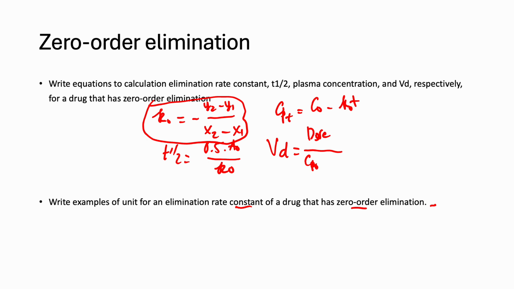So Y is the value of the amount of drug or concentration of drug, and X is the value of the time. So for example, if the amount of drug is milligram, per this time, for example, a minute, that is an example of the unit of the elimination rate constant that follows zero order. It can be any mass value like milligram or microgram per minute or milligram per hour, etc. That's the unit for the elimination rate constant of a drug that follows zero order elimination.